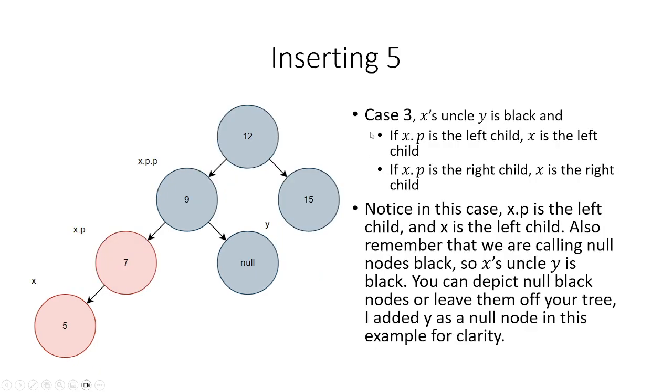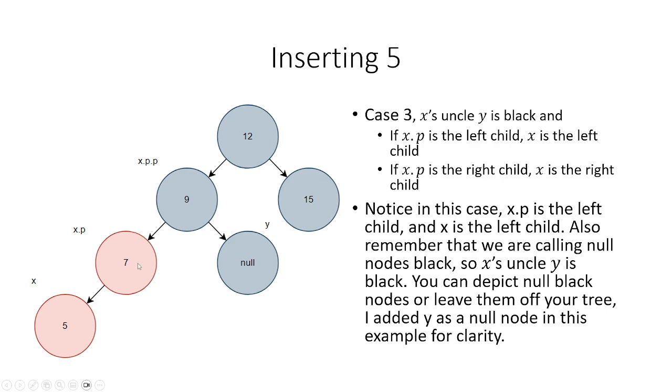And then if we insert 5 from here, this is going to be a case 3. I drew this null node here just to help with this example. Remember that null nodes are considered black nodes, so case 3 says X's uncle Y is black. Even though it's a null node, it's still a black node. And if X's parent is the left child, then X is the left child, which is what we have here.